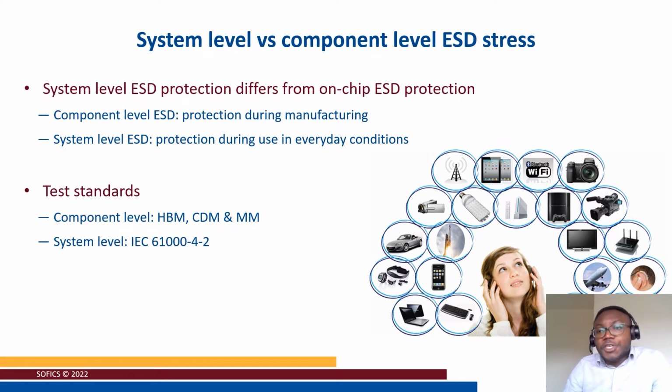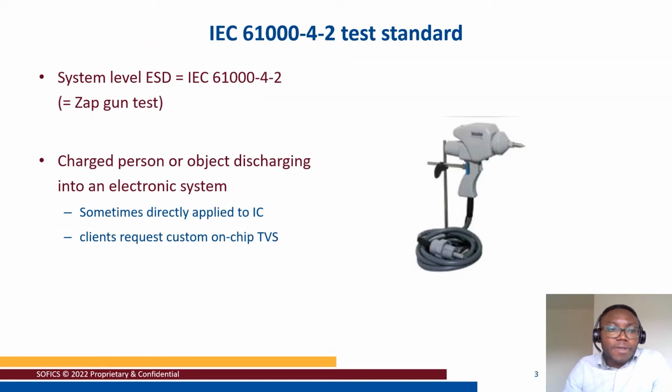Unlike on-chip ESD protection elements, which are typically characterized with component-level tests like the human body, charged device, or machine model, system-level ESD performance is characterized according to the IEC 61000-4-2 test standard. The IEC 61000 standard is originally meant for full systems like smartphones, cars, and televisions. In recent years, it is increasingly applied to boards and packaged chips.